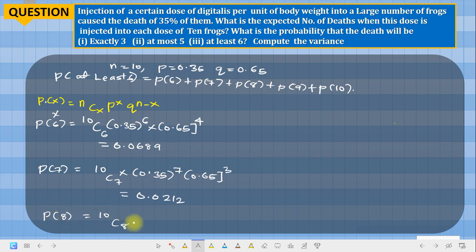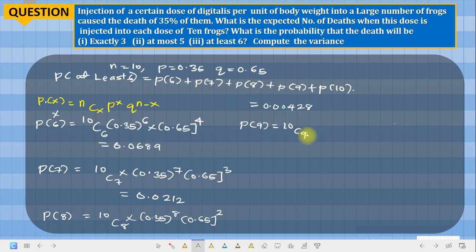The next one is P of 8, the probability that 8 will die. It's 10 combination 8 times 0.35 raised to the power of 8, bracket 0.65 raised to the power of 10 minus 8. And we know that 10 minus 8 will give us 2. So we change this to 2. And when we compute this, it's giving us 0.00428.